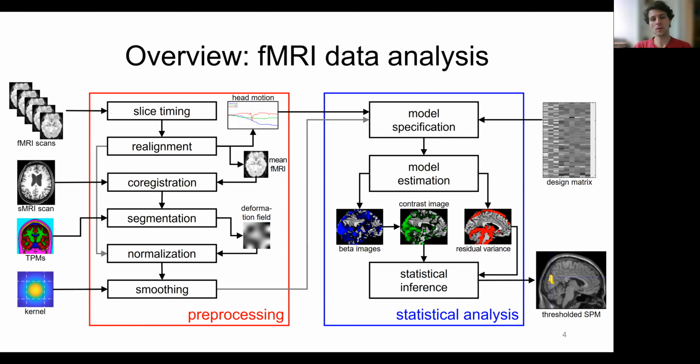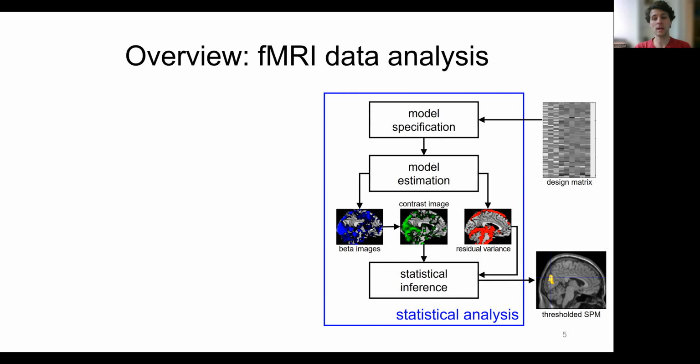Okay, so this is our overview of fMRI data analysis. Last week, we learned about preprocessing, so everything that's in the red box on the left. And today, we are assuming that we have preprocessed fMRI data, a preprocessed fMRI time series, which is ready for statistical analysis. So we will learn about everything that's in the blue box on the right today.